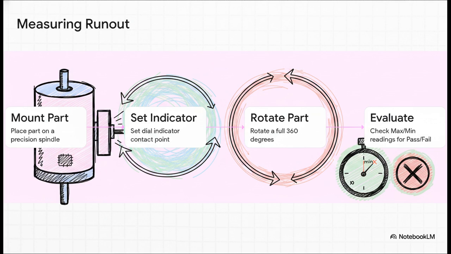Step 2, you set a dial indicator contact point against the circular surface you're evaluating, and you zero it out. Step 3, you just rotate the part a full 360 degrees. And finally, step 4, you simply evaluate the total indicator variation, which is the absolute maximum and minimum readings on your dial. If the total movement of that needle stays within the tolerance specified in your feature control frame, boom, the part passes.